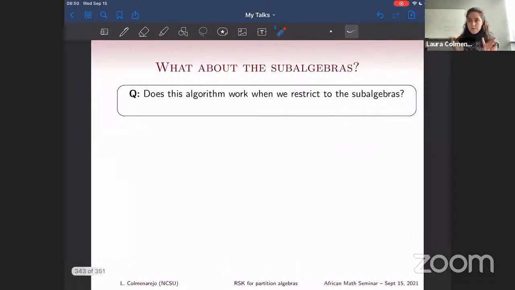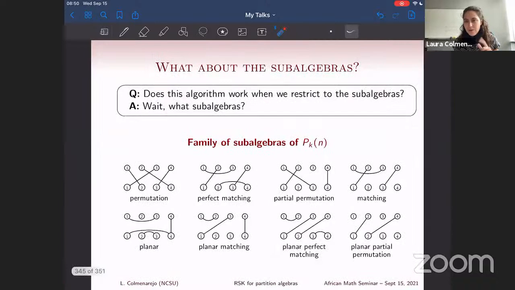So one natural question is, does this algorithm work when we restrict to subalgebras? And you will be thinking that I haven't told you what the subalgebras are. So just bear with me one more slide. I was telling you that the partition algebra, I was also calling it a diagram algebra. And we have this diagram, so we can actually put restrictions coming from graph theory. That's the way I usually think about it.